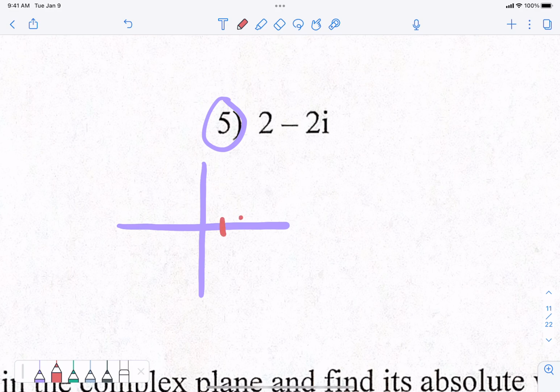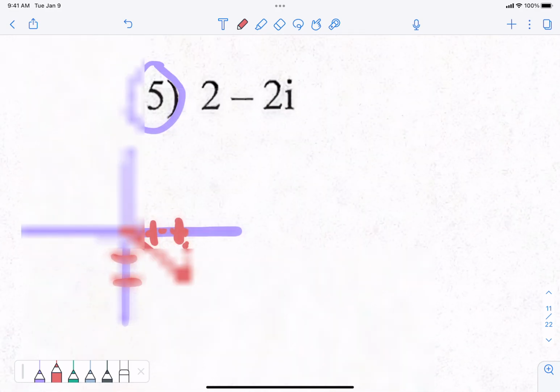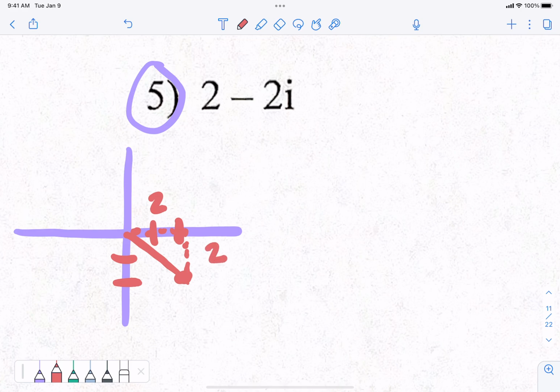Fourth quadrant, right? 2 over and 2 down, right? So there he is. This guy, and I make him into a triangle. Okay? Let's label the sides of our triangle. So this is 2 and this is also 2, but make sure you label it with the negative because when you do tangent, it will matter.